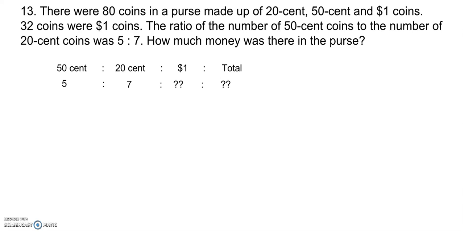Next, we also know the exact number of coins for some of the coins. We know that there are 32 $1 coins. We know that there are 80 coins altogether. But we do not know how many 50-cent coins there are. We do not know how many 20-cent coins there are.